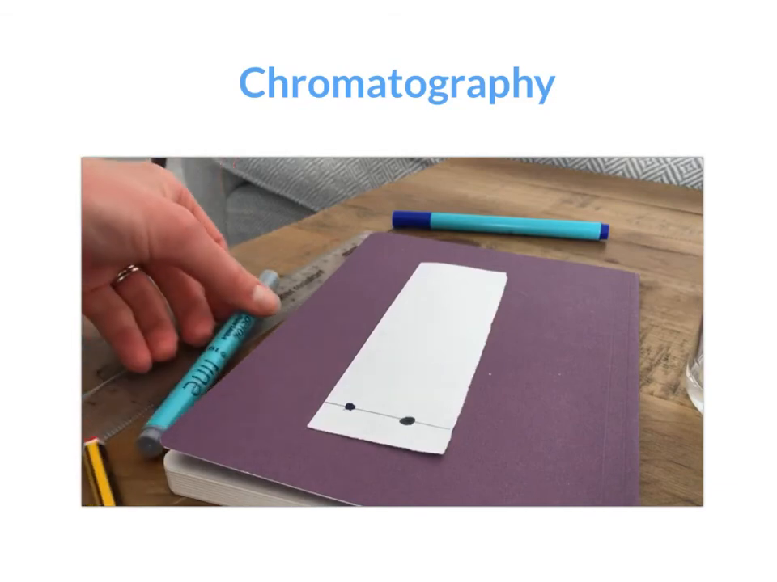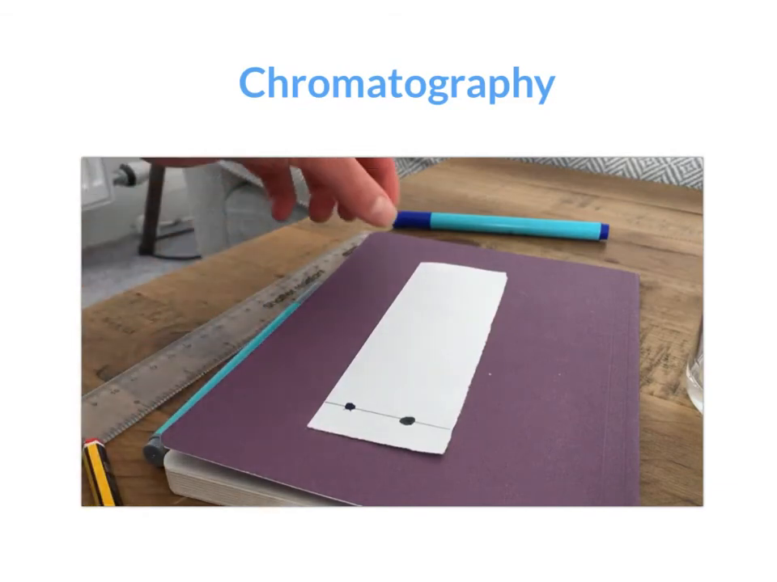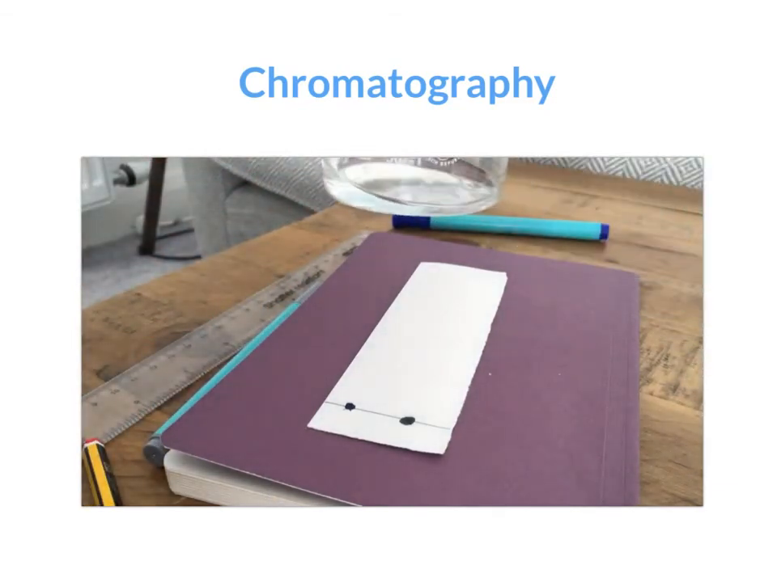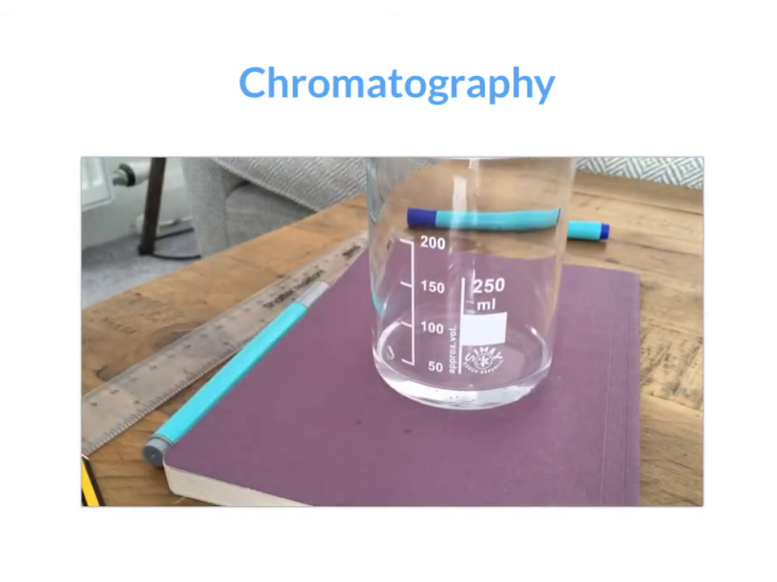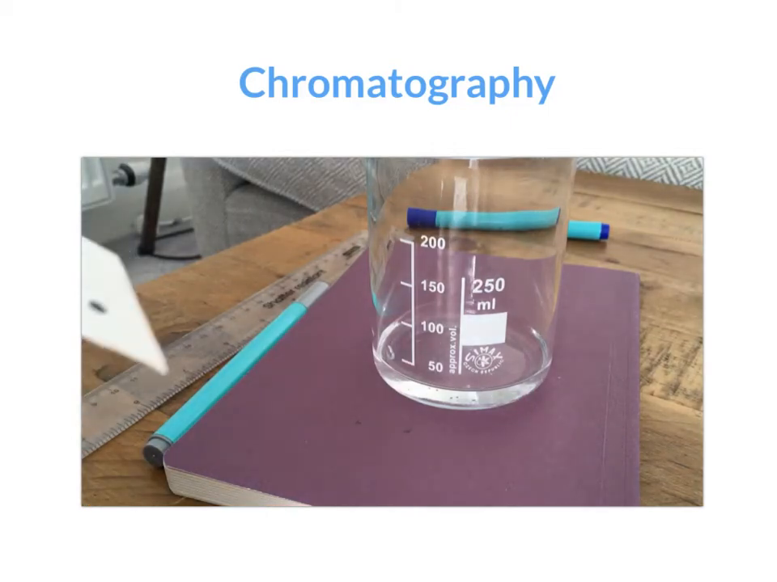Then what we want to do is put it into our beaker. So you can see here I've got a beaker of water, and again it's really important that the water level does not go above your baseline. If it does, then you will need to start again, because the dyes will just dissolve in the water and run into the water rather than the water carrying the spots up the page.